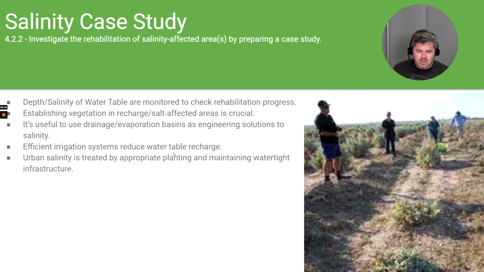Efficient irrigation systems reduce water table recharge. Obviously, if you're not taking out of the water table, then the water table won't rise, and it won't leave salt. Urban salinity is treated by appropriate planting and maintaining watertight infrastructure. Just making sure that it doesn't ruin your local houses.